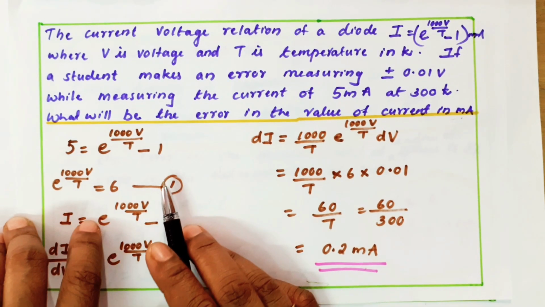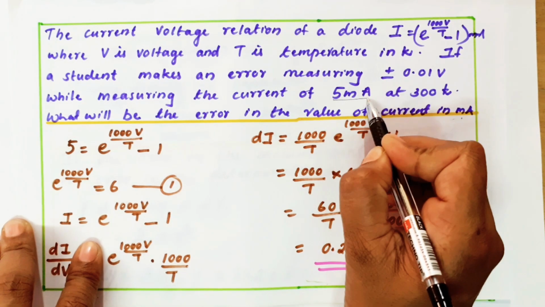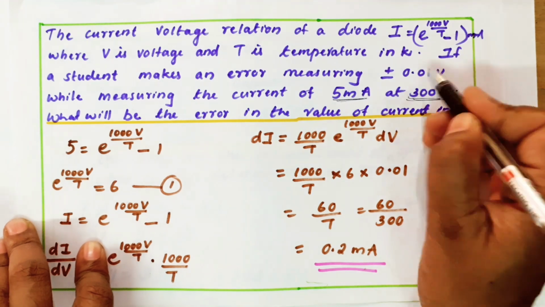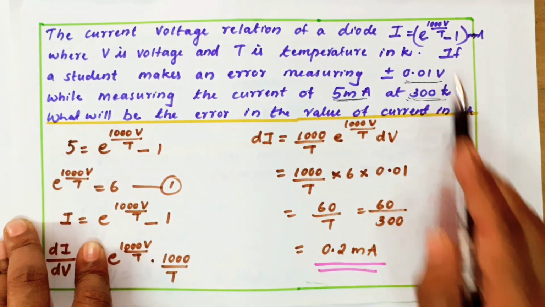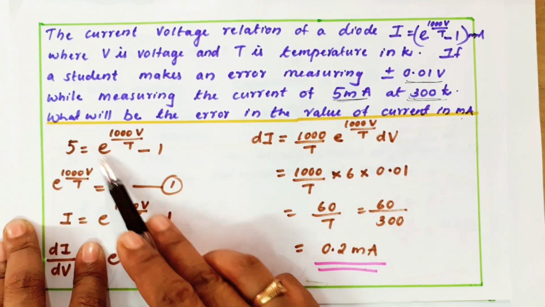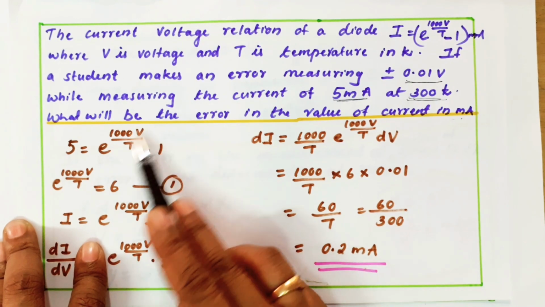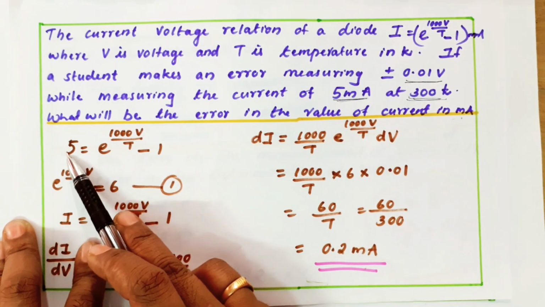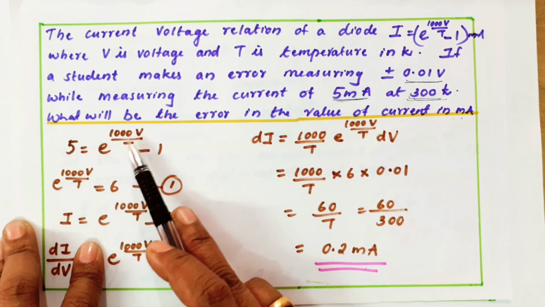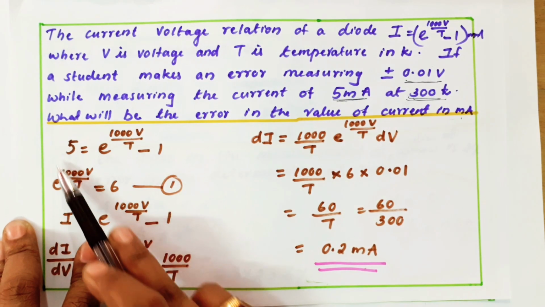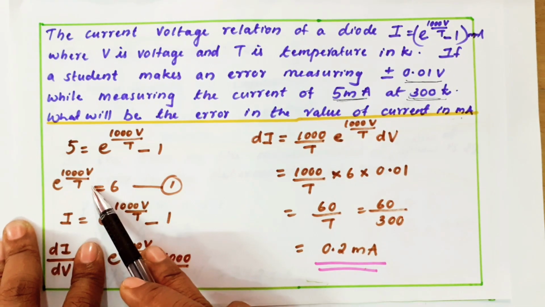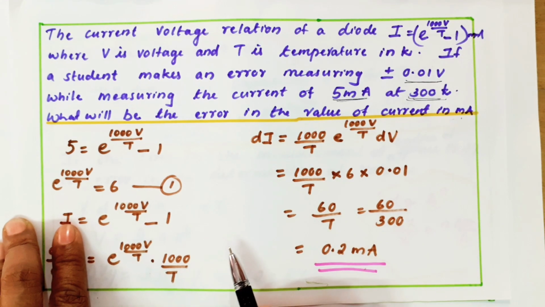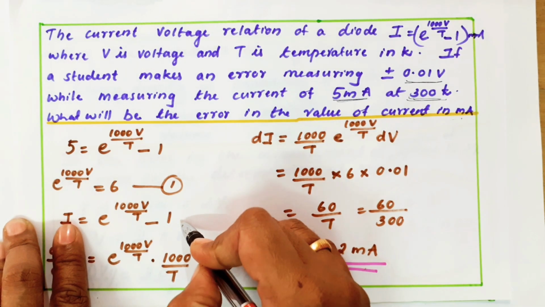How we are doing is, they told the current is 5 milliampere at 300 Kelvin, and they gave an error in the voltage. I am writing the given equation first: I equals e to the power of 1000 V by T minus 1. They gave the current value, so I substituted it. Taking the minus 1 to the other side, e to the power of 1000 V by T is 6.